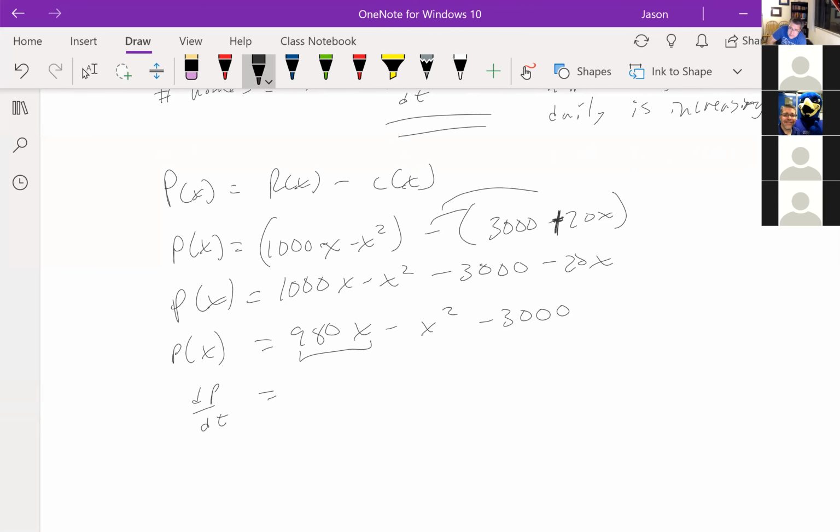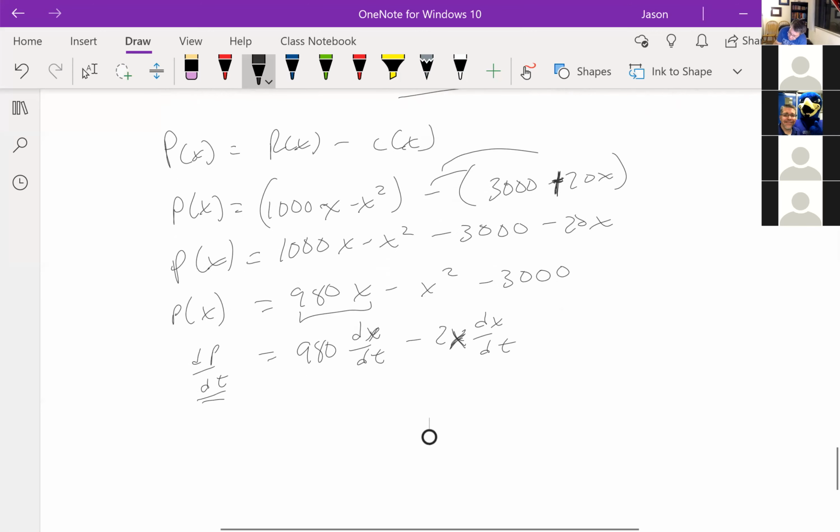Okay, think of the x is not the variable that we're taking the derivative on. We're taking the derivative with respect to t, not x. So we have to implicitly differentiate. So this is going to be 980 times dx/dt, minus this guy here. Take the implicit differential of this, and this is going to be 2x dx/dt.